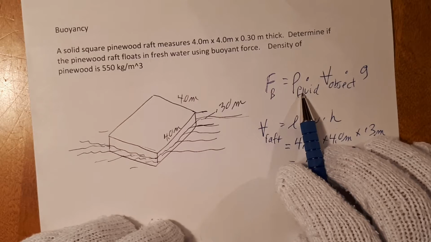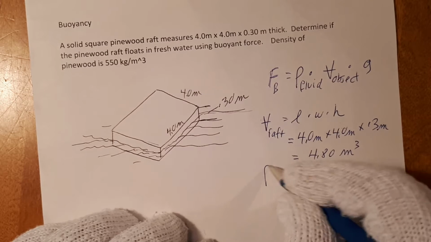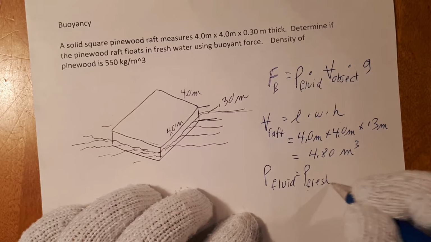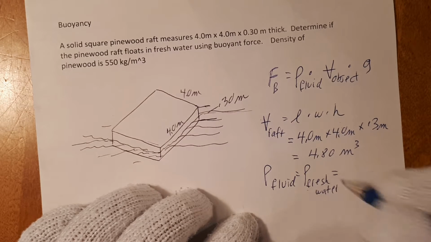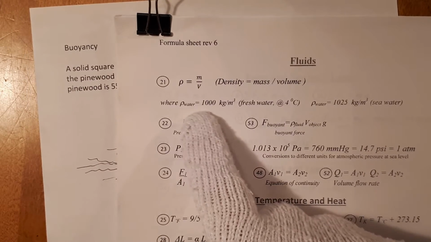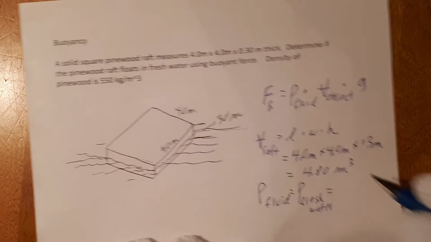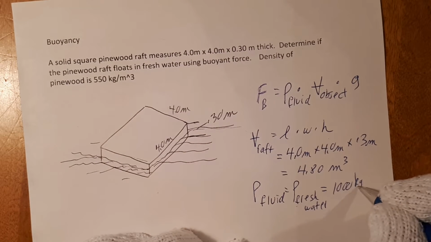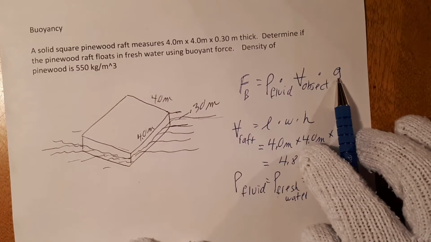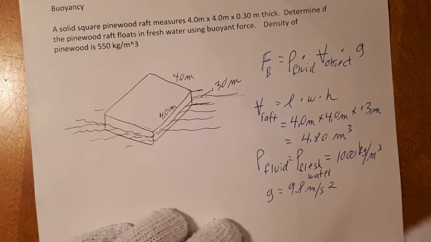The density of the fluid, well, it says here we have fresh water. So the density of the fluid, in our case, it's the density of fresh water. And if you go back to our equation sheet, we have here the density of fresh water is 1,000 kilograms per cubic meter. And we also have g, and g is a constant, 9.8 meters per second squared.